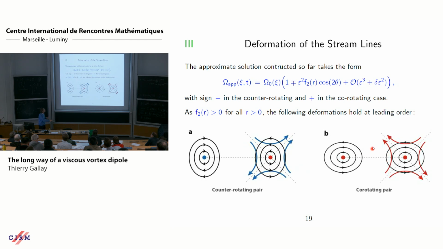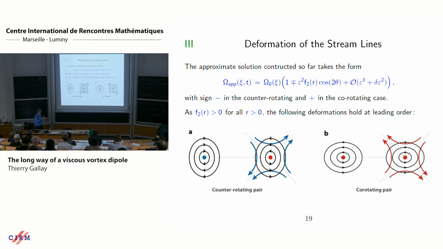Just to mention, for a co-rotating pair where they rotate around each other, the deformation is different. Now the major axis points in the direction of the other vortex center, and this is also well observed in numerical simulation. So this is just obtained from this simple calculation from the second order approximation. This accounts for the deformation of the vortices.